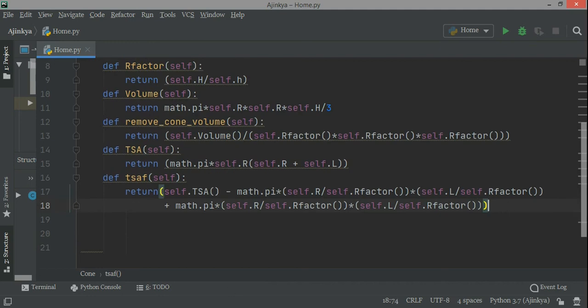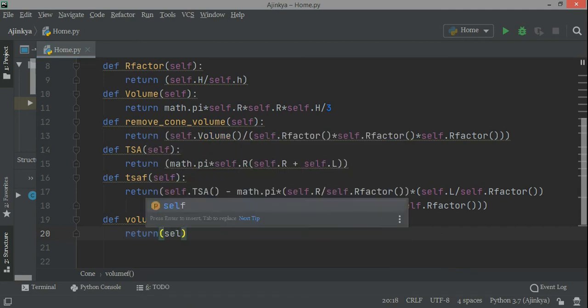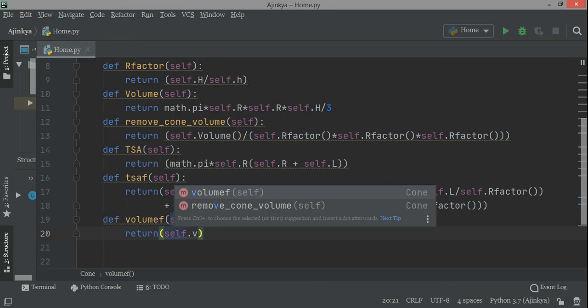So now this is the volume of the small cone, the volume of the removed cone, or you can say the volume of the frustum. Because volume means from a big volume a small volume is lost. So self dot big volume minus smaller volume, meaning the volume of the bigger cone minus the volume of the removed cone is the volume of the frustum.